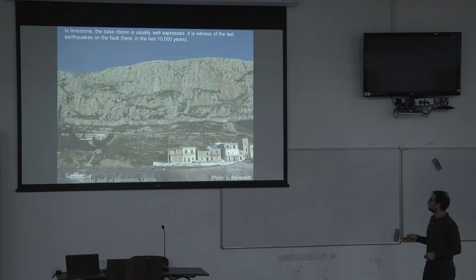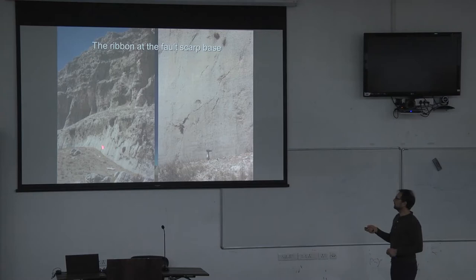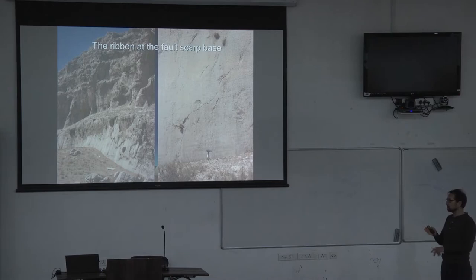A closer view on this kind of scarp in limestone. This image is from Iran, and you see the last earthquakes have left this fault mirror. You can even see some striation that indicates the sense of motion. So in that case, it's a normal fault with almost a pure normal component.